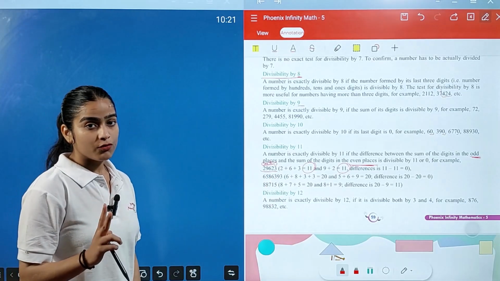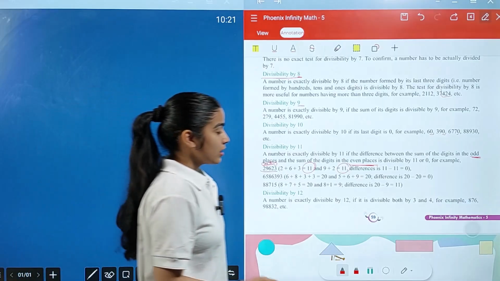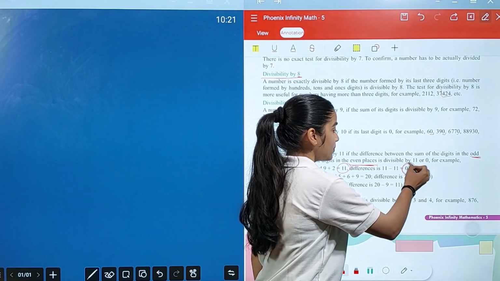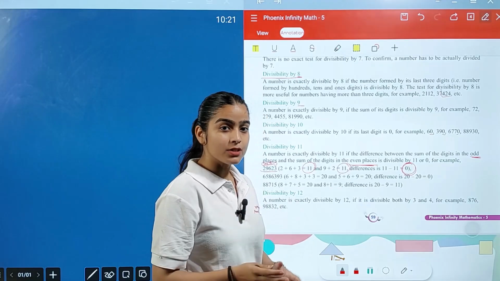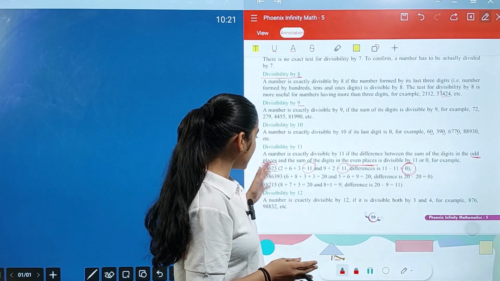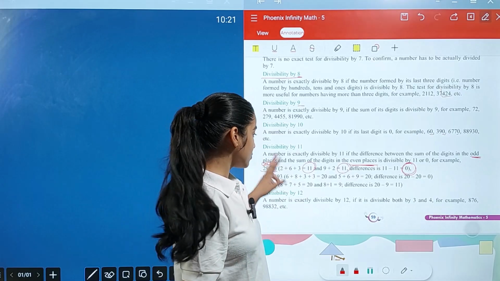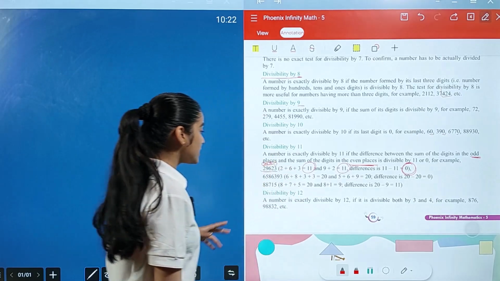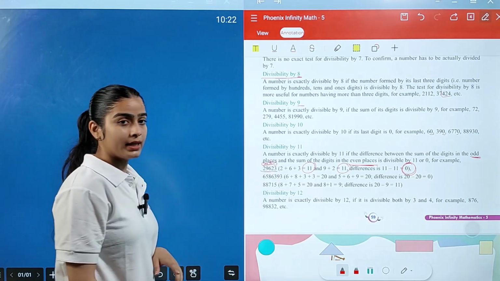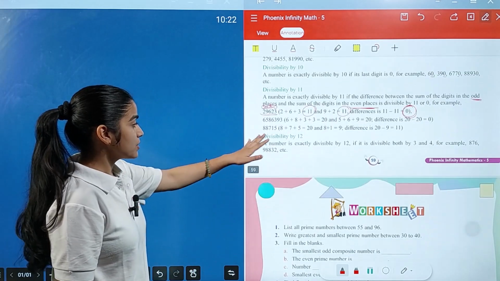You have to fulfill the two conditions. First, the difference will be 0, or second, the difference you got by subtracting the sums of even and odd places is divisible by 11. If either condition is fulfilled, then you can say that the given number is divisible by 11.